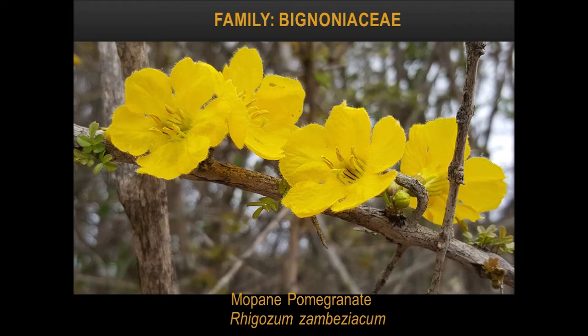From the Bignoniaceae we have the Mopani pomegranate, Rhigozum zambesiacum. It flowers with these really bright yellow flowers, usually when there are very few leaves on the tree, when it's dropped all its leaves. It's a typical medium-sized or small tree in the bushveld area.